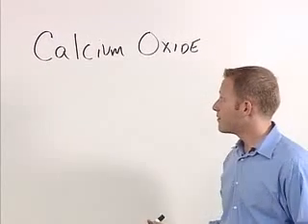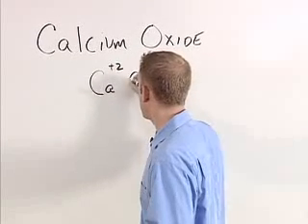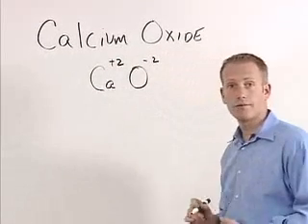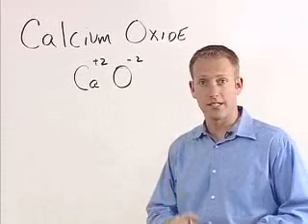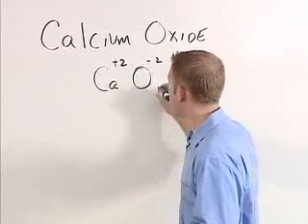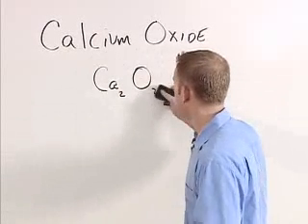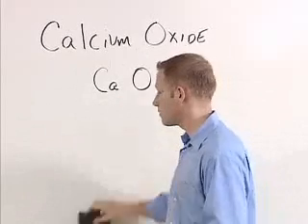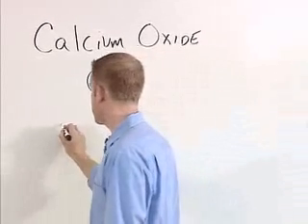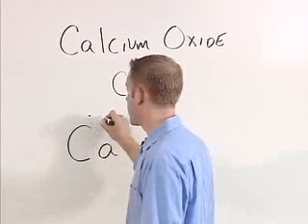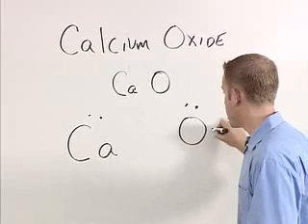Calcium oxide, remember, Ca is +2, oxygen is -2. You can refer back to the writing formulas section, the concept on writing formulas. Crisscross, you have Ca2O2. You have to simplify it, and it's CaO. How would I write the Lewis structure, though? Well, calcium has 2 valence electrons, and oxygen has 6.